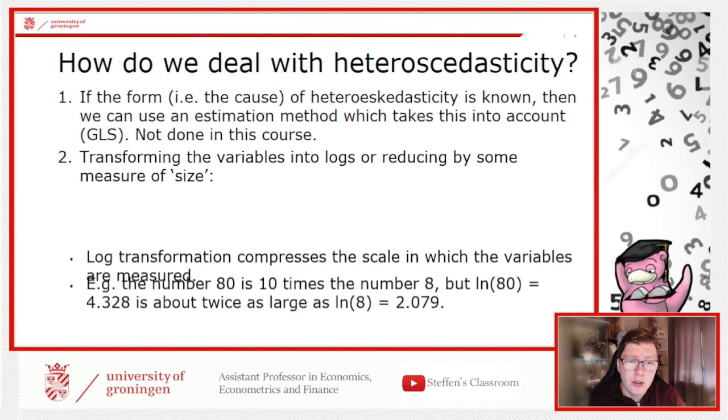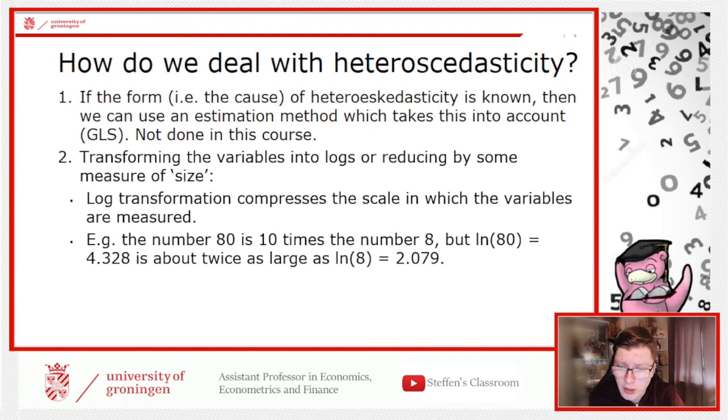That's one thing, right? So let me give an example. You can log transform to compress the scales. And I've also given a nice little illustration here. You can see that, for instance, the number 80 is 10 times the number 8, but ln 80 is only 4.3, and if you go to ln 8, you'll get something that's about half as large. So what do I mean by this? The jump from 8 to 80 is big. That's times 10. But the jump from ln 8 to ln 80 is much, much less. So you already see you can reduce the size measure. So a lot of people actually take the logarithm in such a regression.